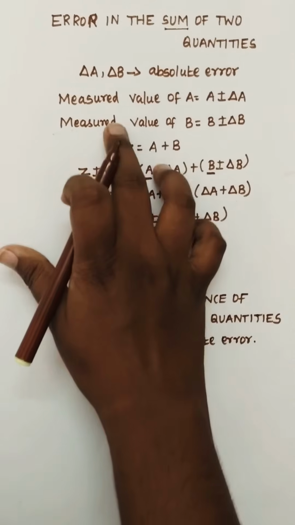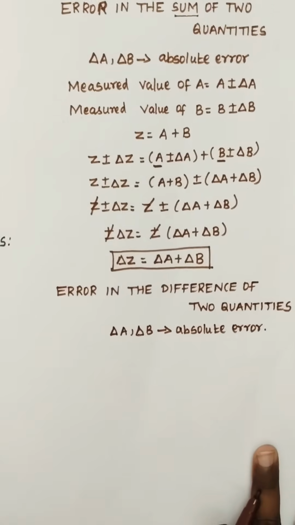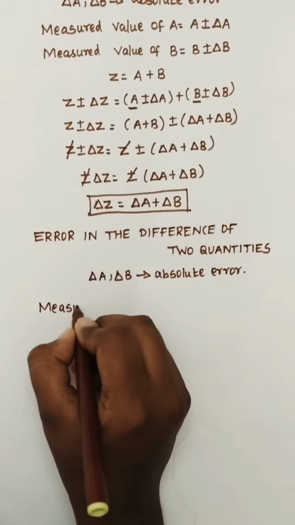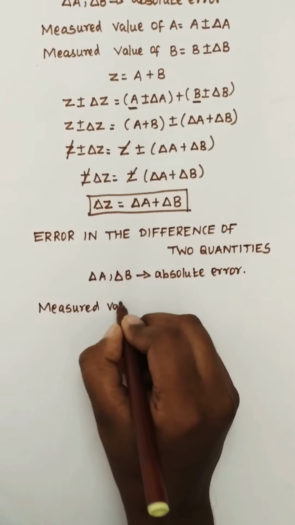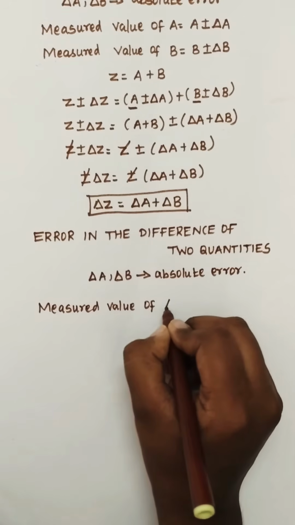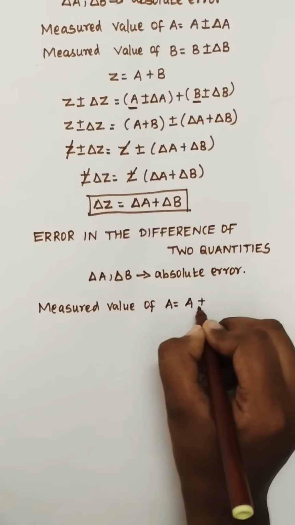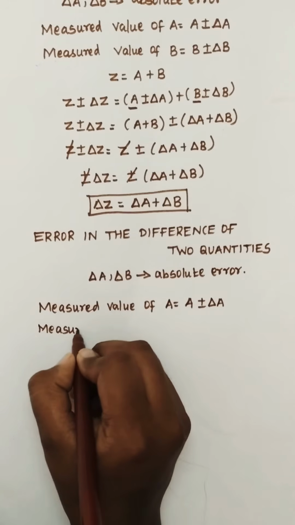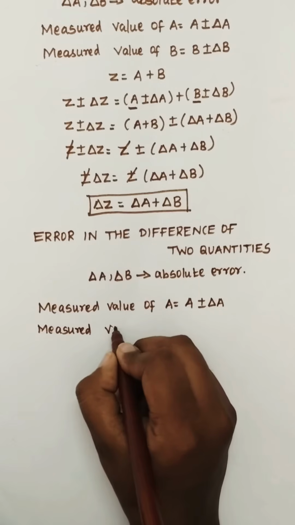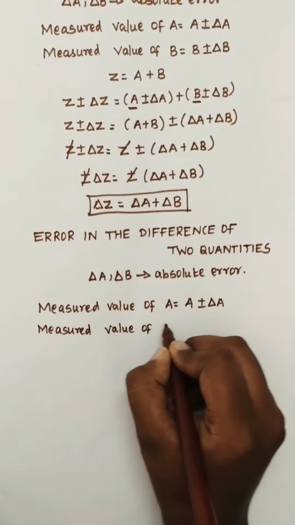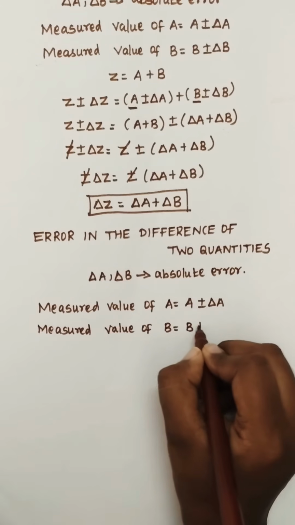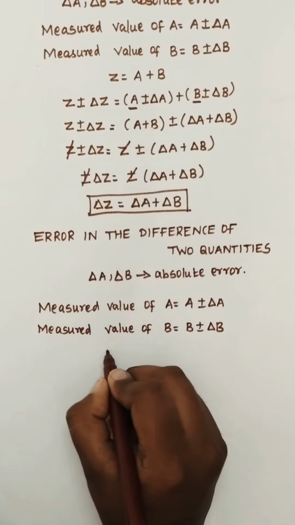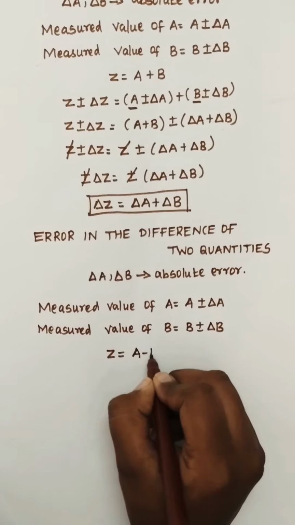What is the next step in addition? Measured value of A, measured value of B. Same way here also I am going to take measured value of A. So measured value of A is A plus or minus delta A. Same way measured value of B. So measured value of B is B plus or minus delta B. So in the previous case it is addition, so plus symbol is here, but here I am going to subtract. So Z is equal to A minus B.